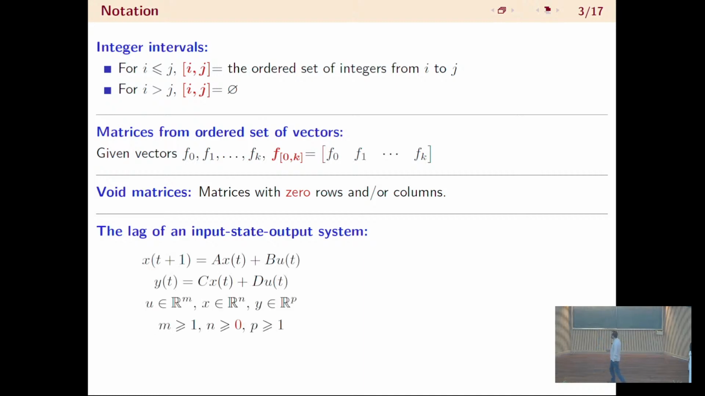So if I have an input-state-output system of this form, where M denotes the number of inputs, N the number of states, P is the number of outputs, M and P are at least 1, so I have some inputs and outputs, but N can be even 0. So if N is 0, basically the first line disappears, x disappears from here. I am looking at a memoryless system. y_t is equal to D times u_t. It's a static gain. Okay?